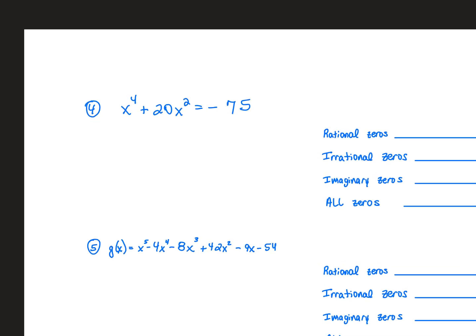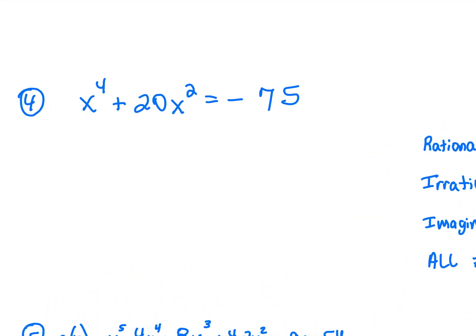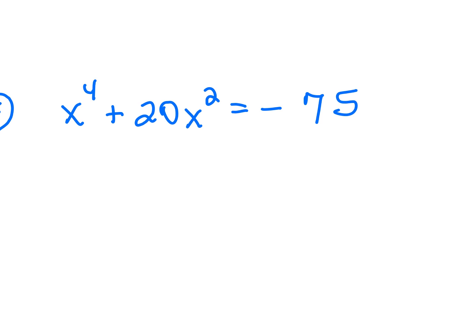Let's move along here. Again, this one looks a little weird. How can we fix it? We can solve all of these. We're going to move 75 where? To the left side. We're going to add it. So I have x to the 4th plus 20x squared plus 75 equals 0.